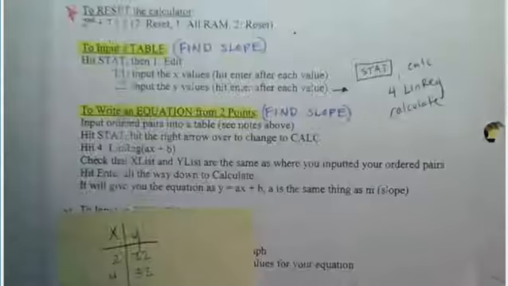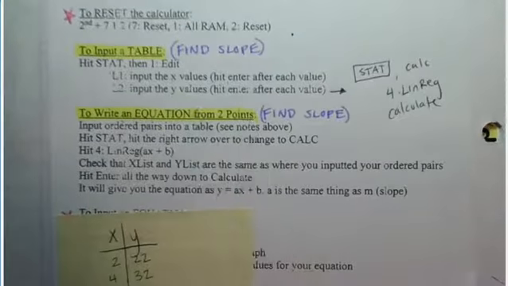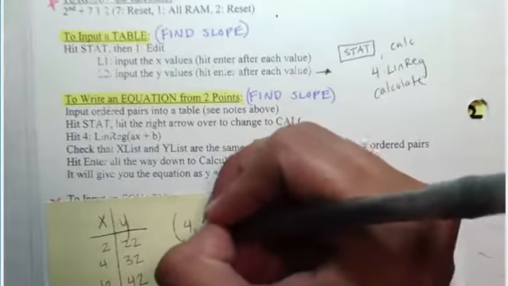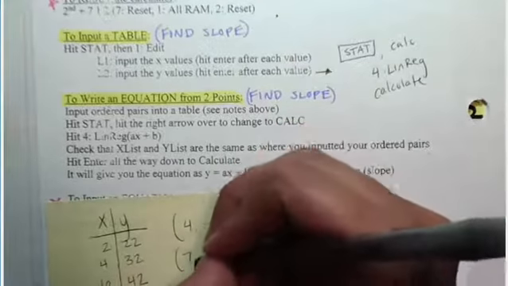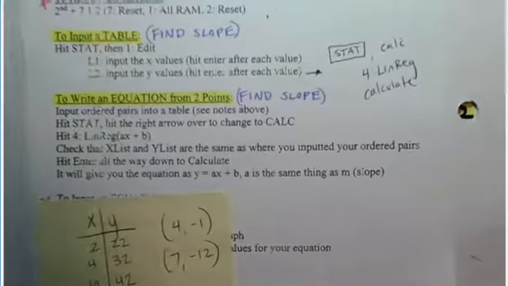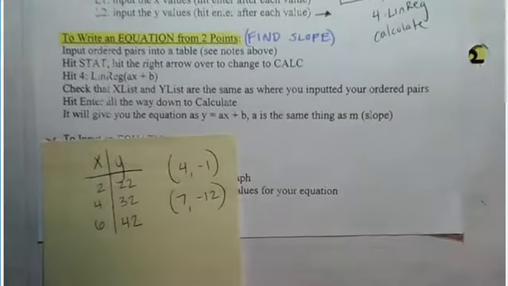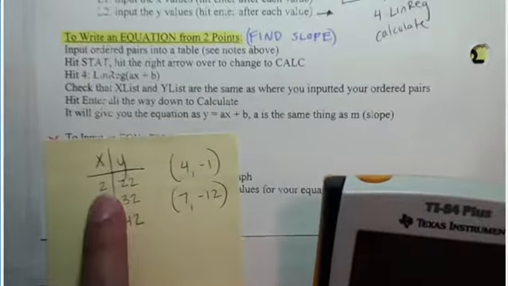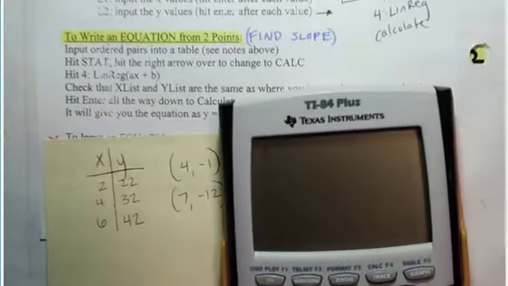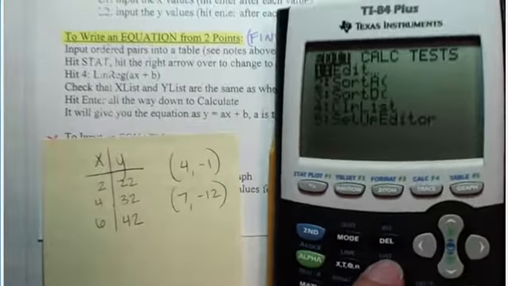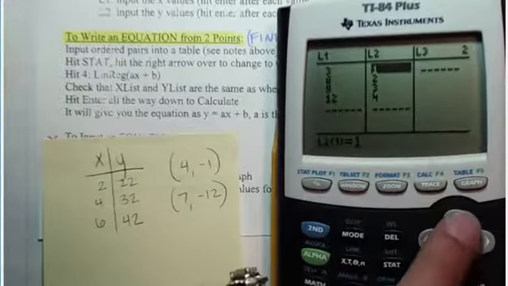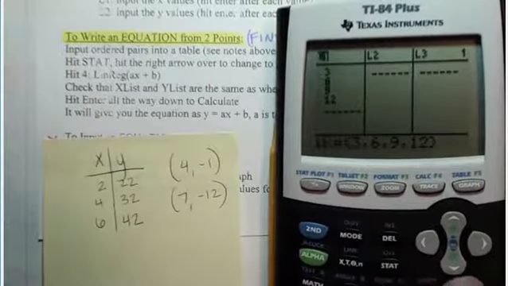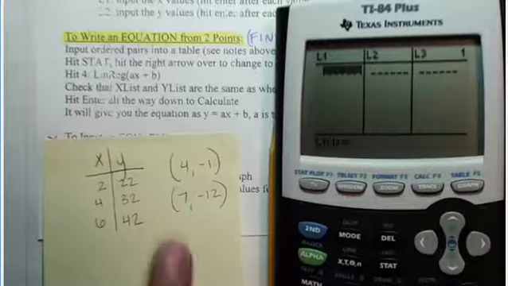Okay, it works the same way from just 2 points. So say I give you 2 points. Let's say 4, -1, and 7, -12. Okay, these are the 2 points that the line goes through. We want to find the slope. So I'm going to do the same exact thing. These 2 points are the same thing as if they were on a table. So I'm going to go to stat again, edit. I'm going to clear my L2 and L1, so highlight the L2, clear, enter. Highlight the L1s, clear, enter.